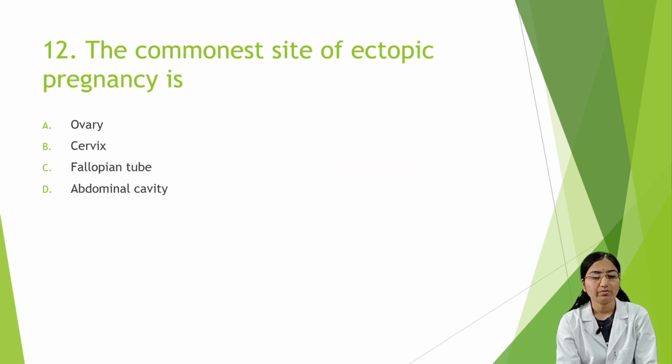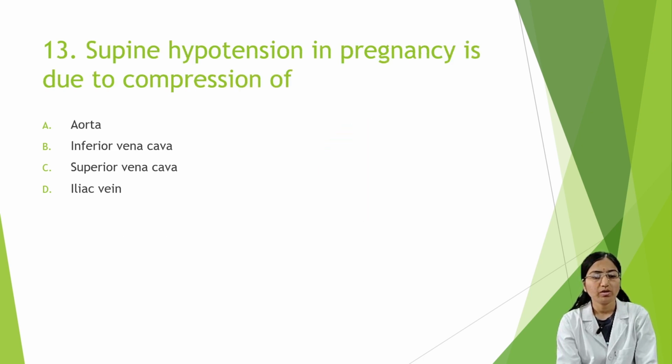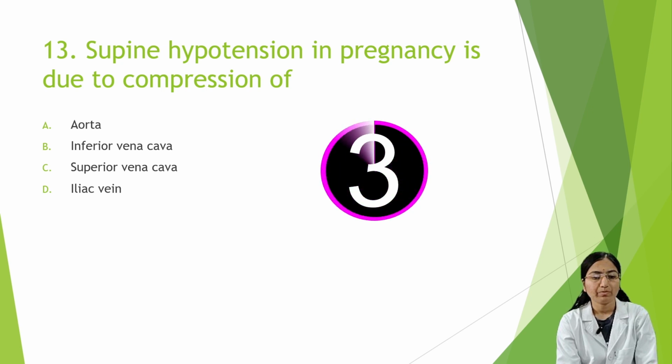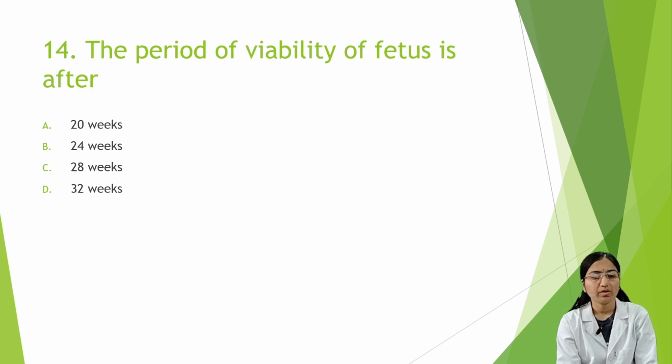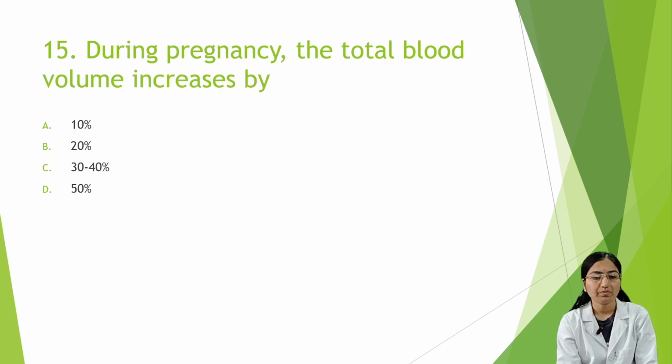Lochia rubra normally lasts for? 1 to 3 days. The commonest site of ectopic pregnancy is? Fallopian tube. Supine hypotension in pregnancy is due to compression of? Inferior vena cava. The period of viability of fetus is after? 28 weeks.